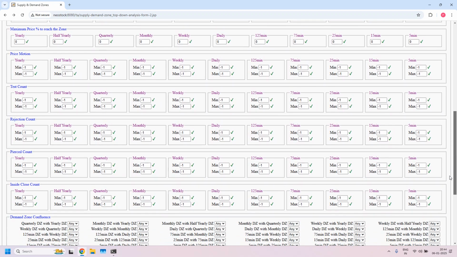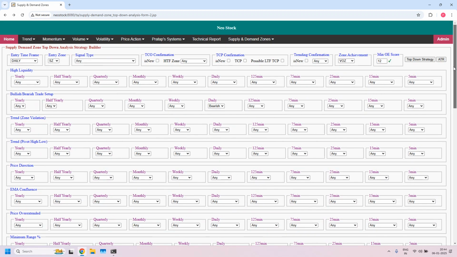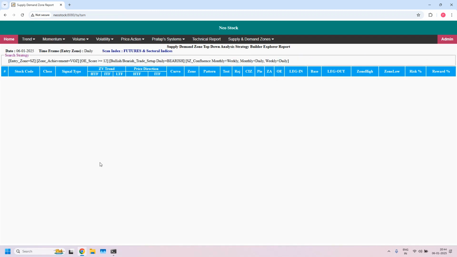So in the supply zone confluence, we have to set 3 filters. The first filter is already enabled. Second filter, daily with monthly supply zone confluence. Third one, weekly with monthly supply zone confluence. With all these 3 filters, LTF, ITF, HTF, we don't have the zones. Fine. So none of them are having HTF confluence.